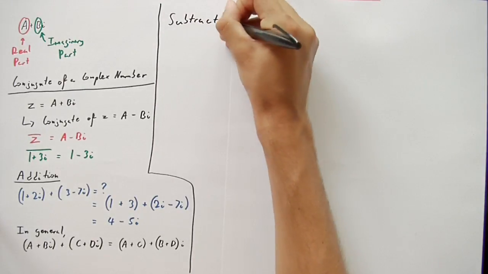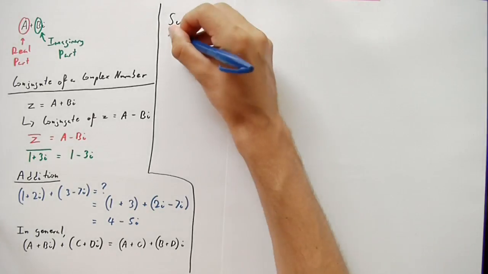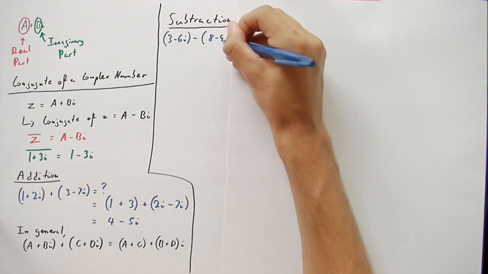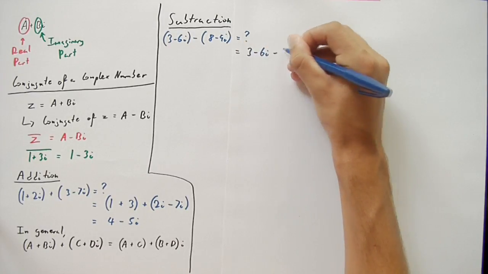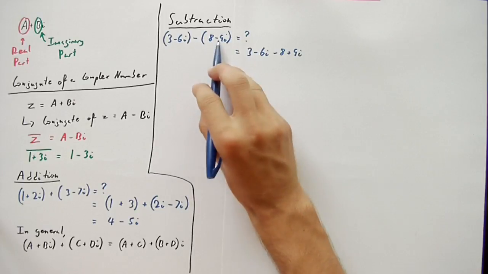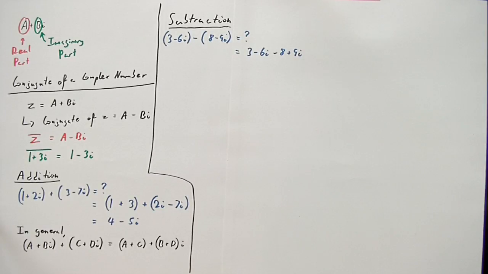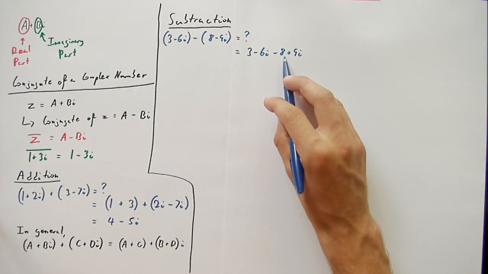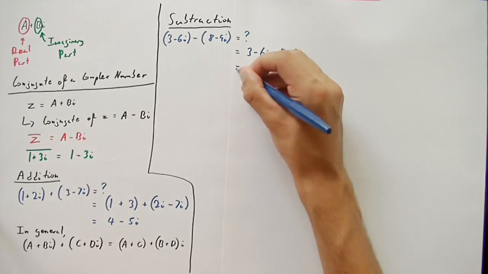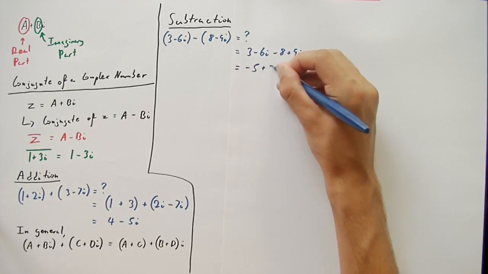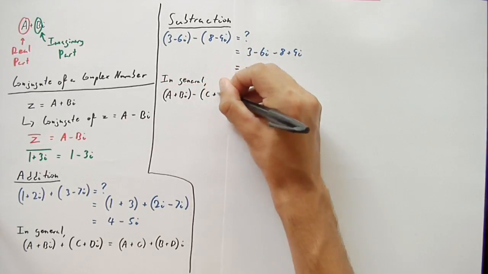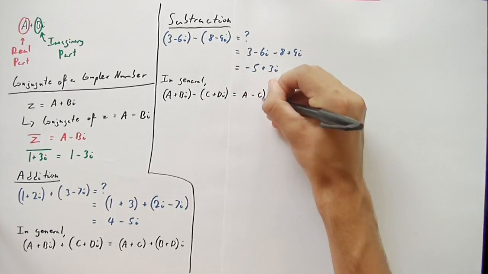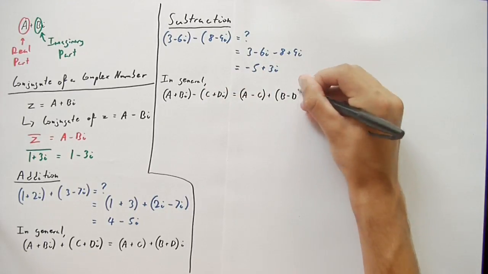Subtraction is almost exactly the same as addition. Let's say we want to calculate 3 minus 6i minus, in brackets, 8 minus 9i. So firstly, let's get rid of the brackets. So it becomes 3 minus 6i minus 8 plus 9i, because the negative here times the negative here makes the 9i positive. And now we just add up the real parts and add up the imaginary parts. And so we get 3 minus 8, which is minus 5, and negative 6i plus 9i, which is 3i. So we get minus 5 plus 3i. Now in general, if we take any complex number a plus bi and we subtract c plus di, what we'll get is a minus c plus, in brackets, b minus d times i.